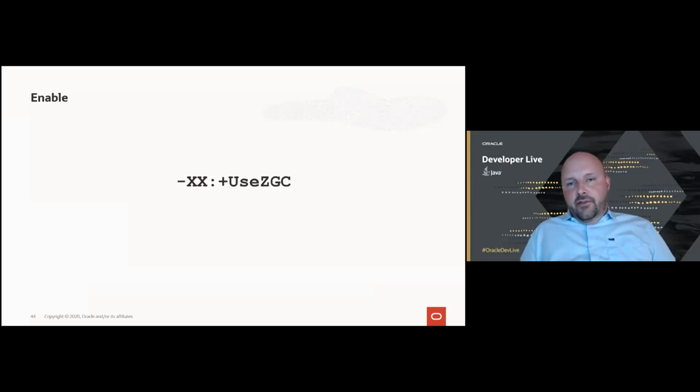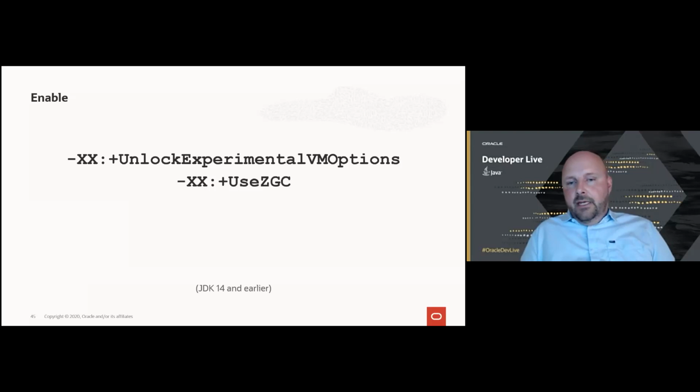To enable ZGC, there's this flag, UseZGC, similar to how you enable other GCs. If you happen to be on a JDK release 14 or earlier, in other words, when ZGC was still an experimental feature, then you also need to supply the UnlockExperimentalVMOptions flag to start ZGC.